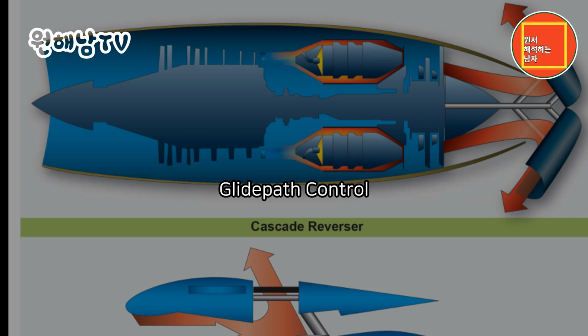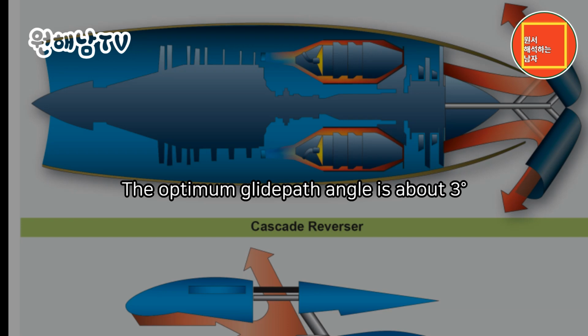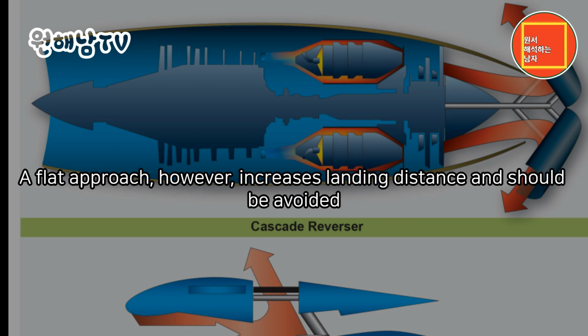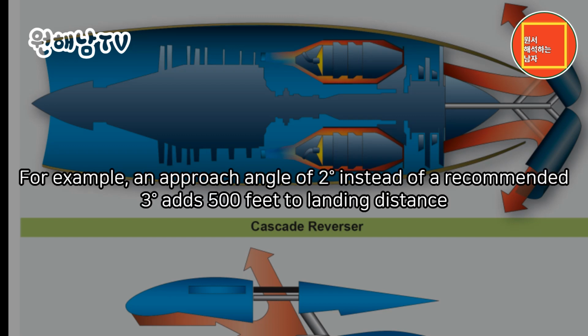Glide path control. The optimum glide path angle is about 3 degrees. On visual approaches, pilots may have a tendency to make flat approaches. A flat approach, however, increases landing distance and should be avoided. For example, an approach angle of 2 degrees instead of a recommended 3 degrees adds 500 feet to landing distance.